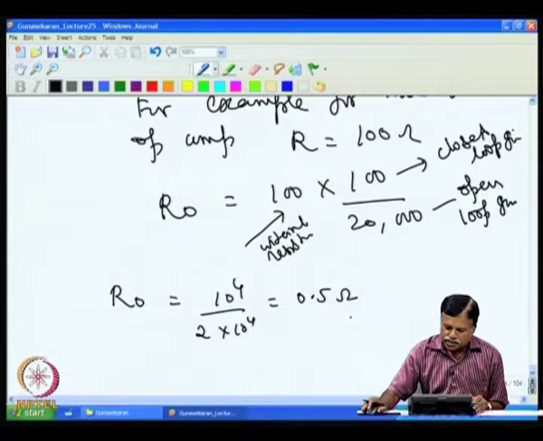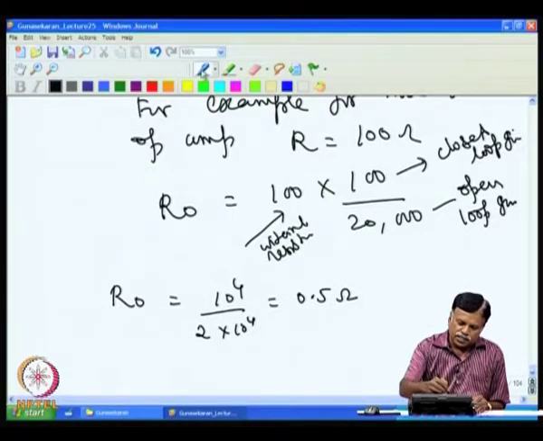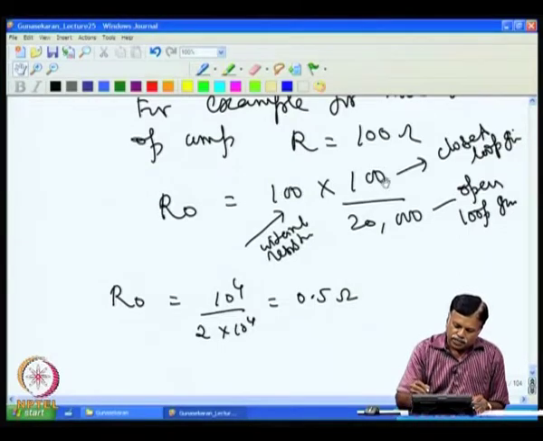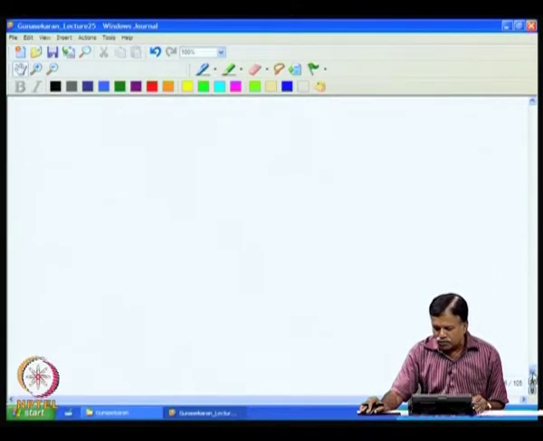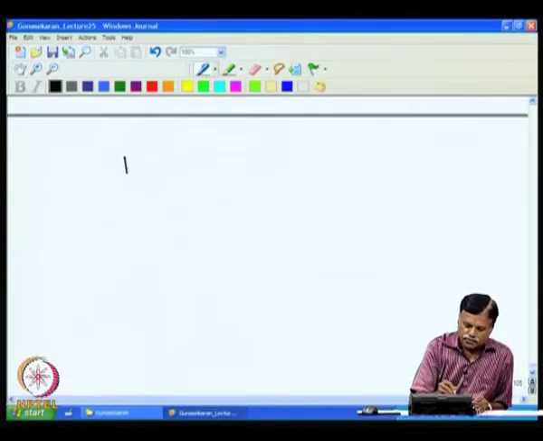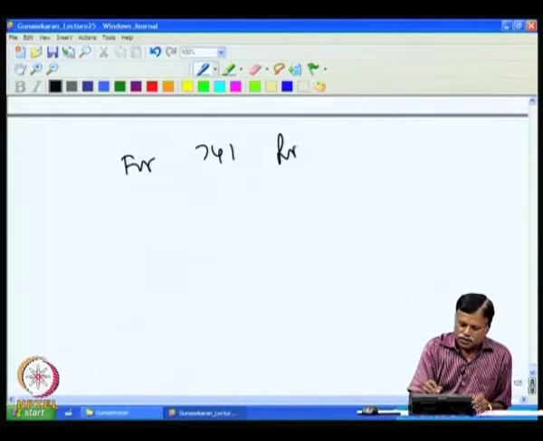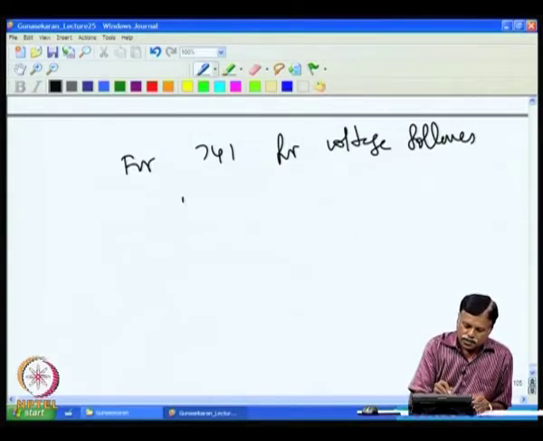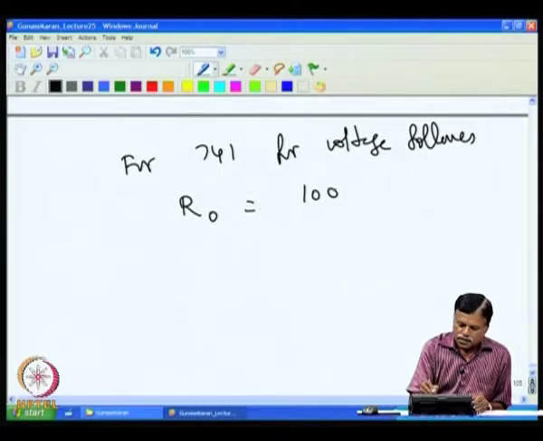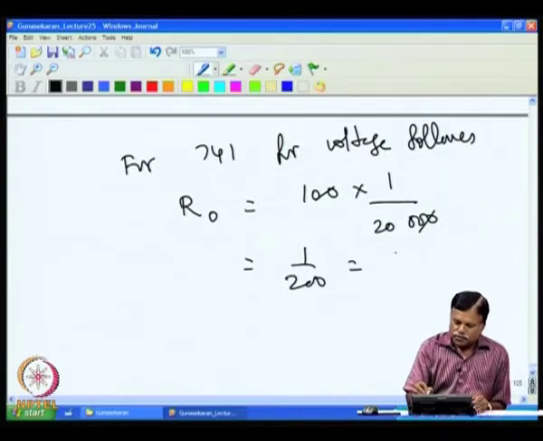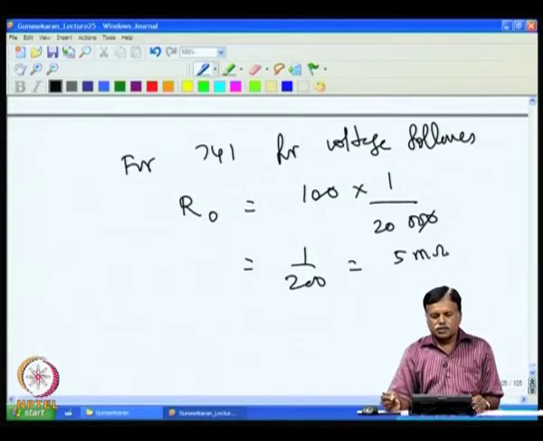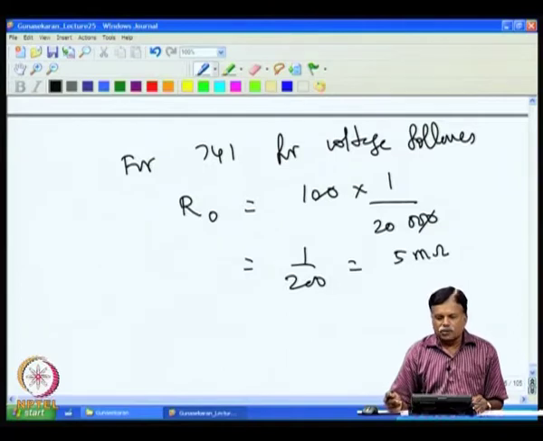Now, this is for the 741, where we have taken typical values: the internal resistance is around 100 ohms, we are given a gain of 100, and the open loop gain is around 20,000. For the same 741, if I use a unity gain voltage follower, R naught becomes 100 into 1 divided by 20,000, which is 1 by 200, equal to 5 milliohms. So, when the closed loop gain is less, the output impedance also comes down.